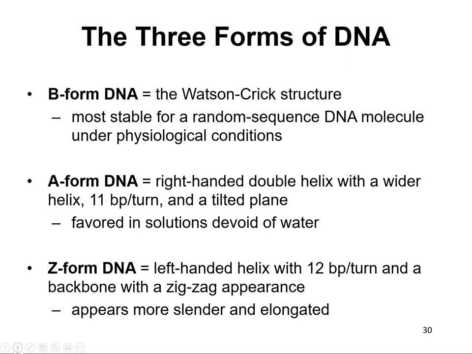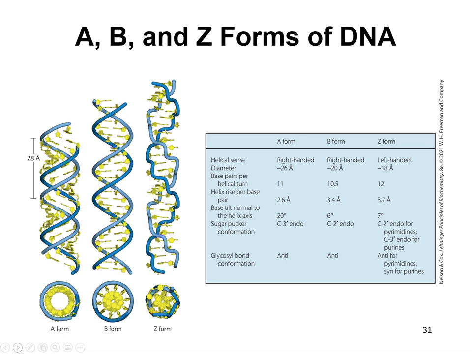You don't need to know how many base pairs per turn, but you should know the difference between B form and A form. And A form is favored in solutions that don't have water. So think about organic solvents and things like that. Then there's the Z form, which is totally doing its own thing. It's a left-handed helix. And it's got a zigzaggy appearance. And it's kind of elongated and slender in comparison to the other forms. So here we go. A form, B form, Z form.